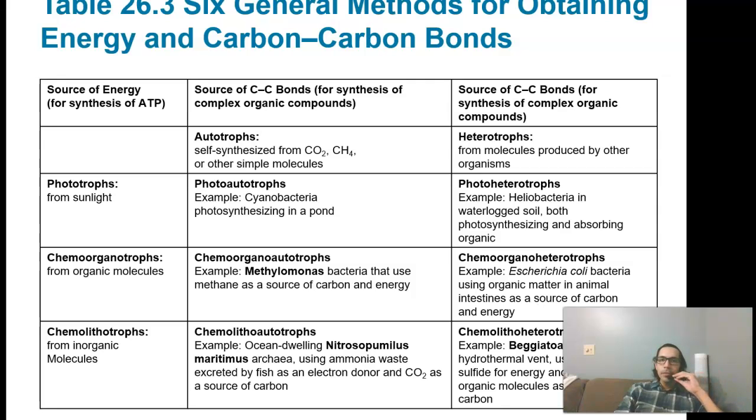Okay. So I would go through these and either block or cover the labels and try to walk through them and see if you can come up with the right labels. Remember, you always start by first identifying the source of ATP. Then once you know that, you move on to the source of the carbon-carbon bonds, whether it's self-synthesizing from CO2 and methane, or is it getting the molecules from other organisms? Okay, so we'll pause here and then we'll continue next time.